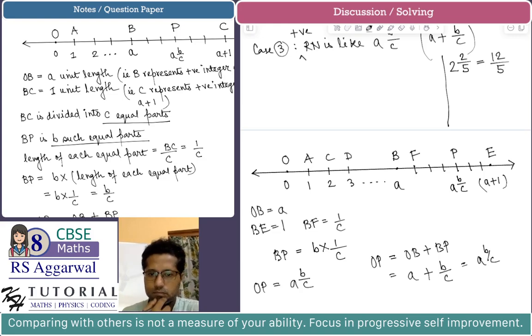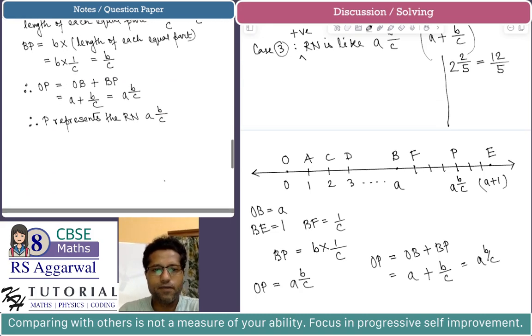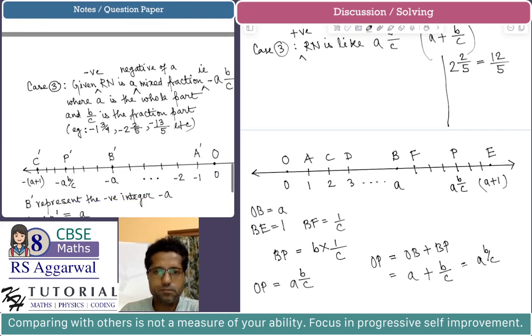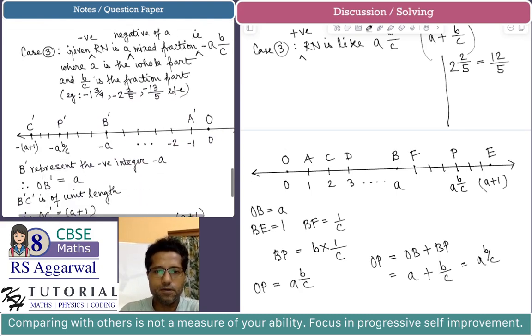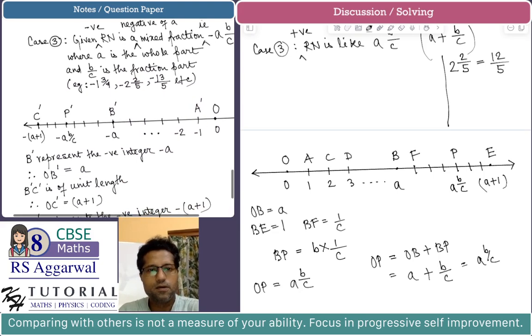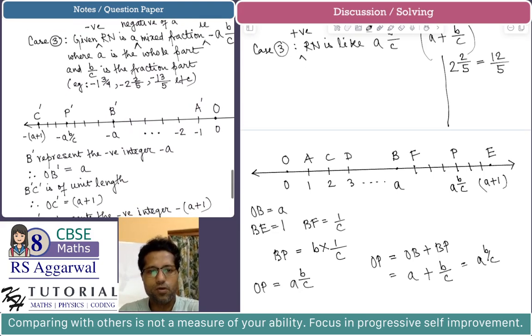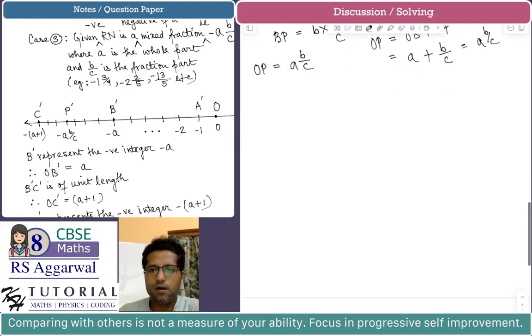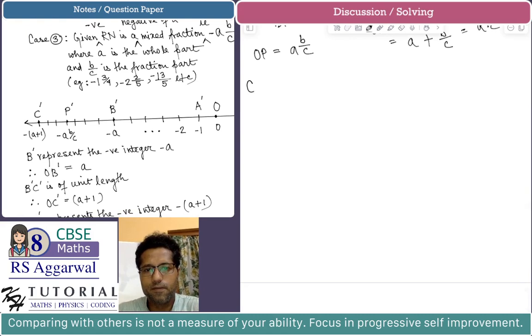I hope it is clear. Now case 4 is the same thing as case 5, but it is a negative rational number. So you can see the notes, take a screenshot of the notes for your future reference. Case 3 is exactly similar to case 4.